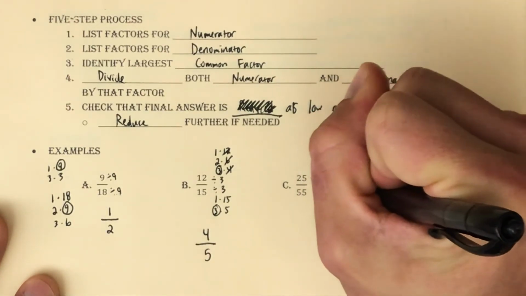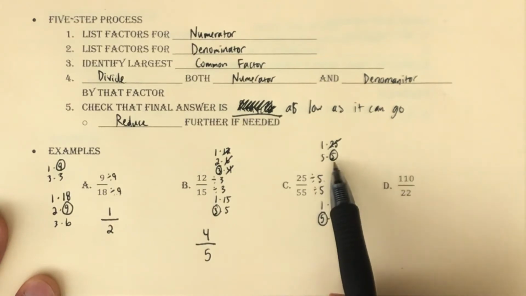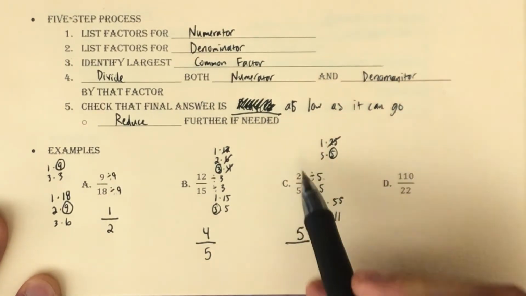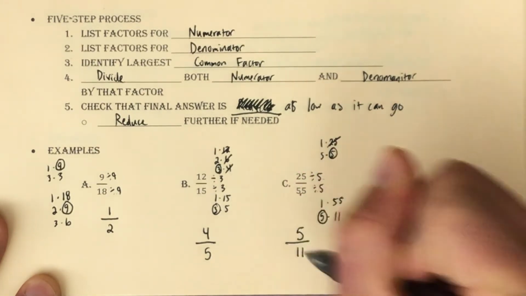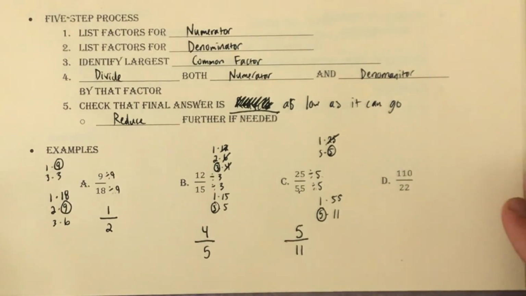So divide by 5 and divide by 5. So 25 divided by 5 is 5, over 55 divided by 5 is 11. So there we go. So reduced down, it is 5/11. All right, so I'd encourage you at this juncture, try example D on your own, then check your work with mine.